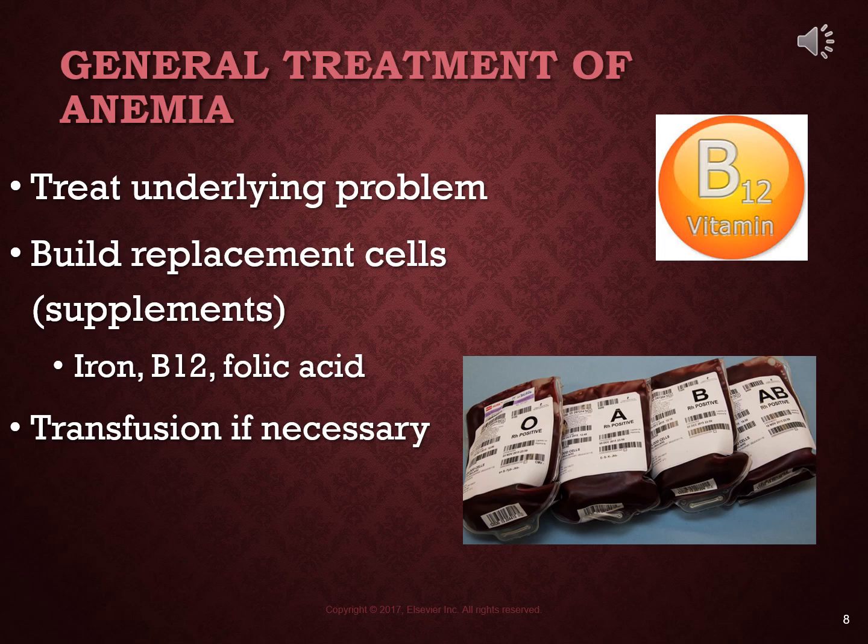The treatment of anemia consists of treating the underlying problem. So if you need to build replacement cells, you need supplements for what you're missing. So iron supplements, vitamin B12 supplements, folic acid supplements. You only transfuse somebody if absolutely necessary.